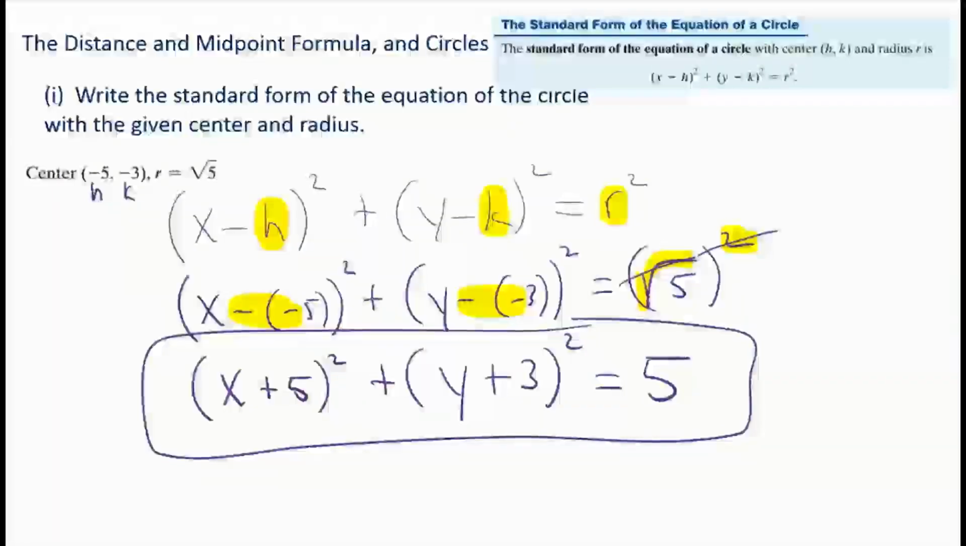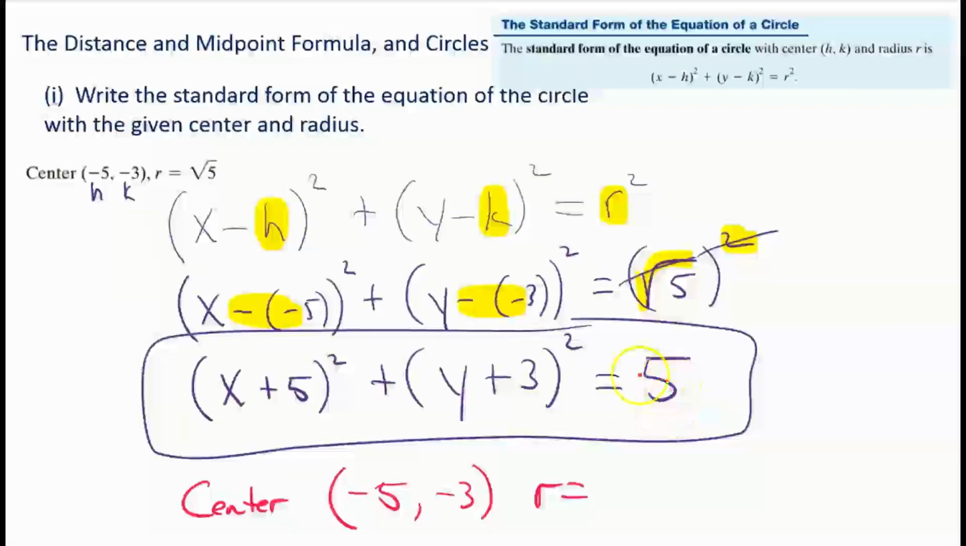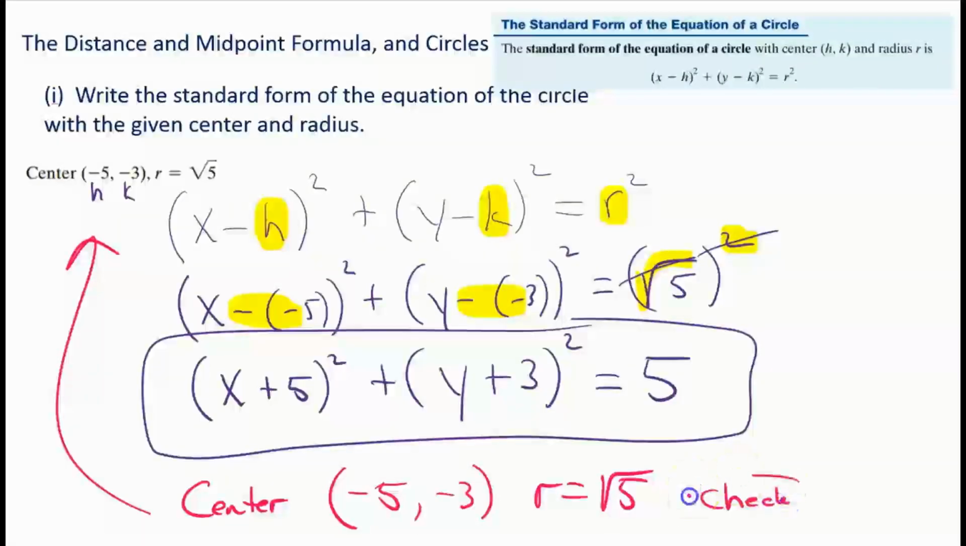Now again, let's point out that backwards trick. If you were given this equation and you were asked to find the center, remember you change the signs. Plus 5 means the center for h is -5, the k value is -3. Why do we change the signs? Because the formula has a minus in it. And then your r is always the square root of this number. And then you could go back and check yourself and look, that's exactly the information they gave us. So this is just a way to check your work, but it's also a skill required because there are problems that give you the equation and you have to find the center and the radius.